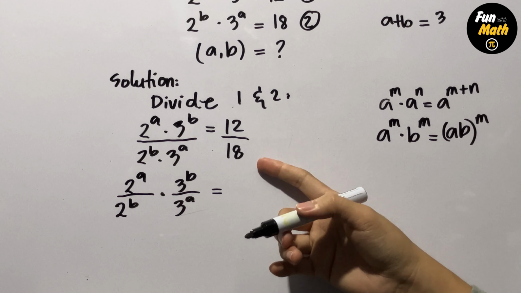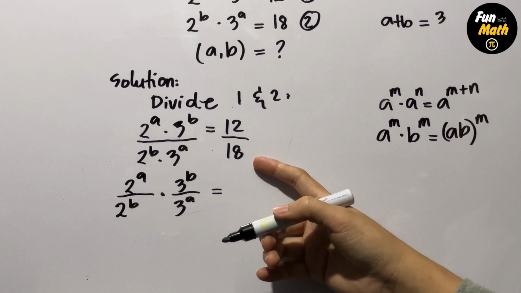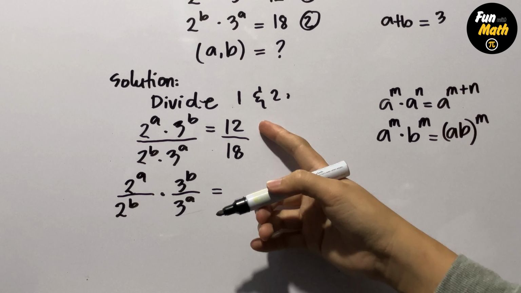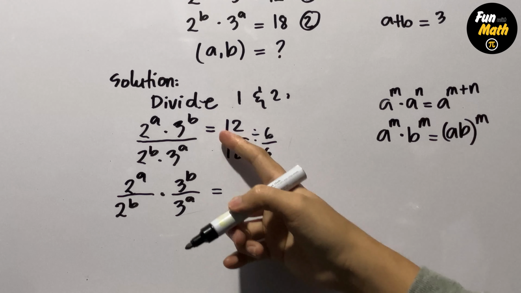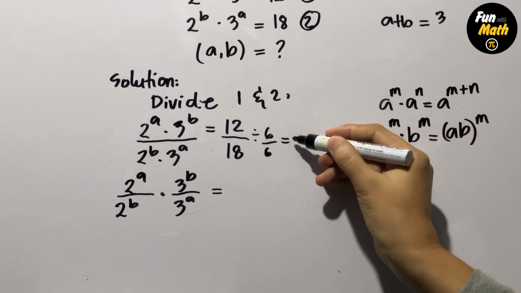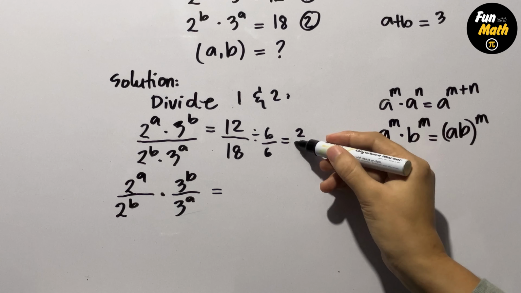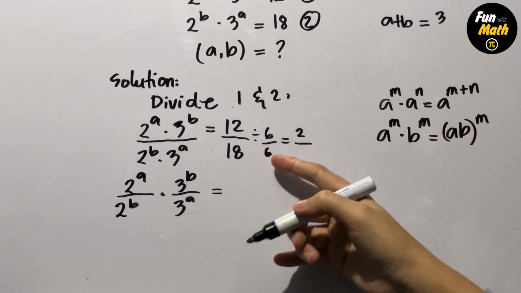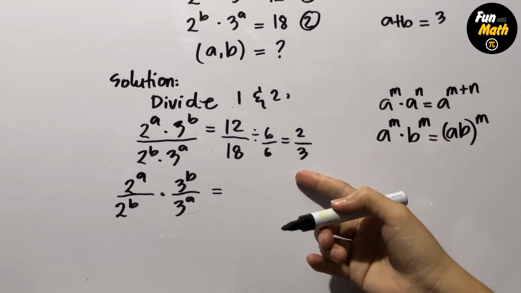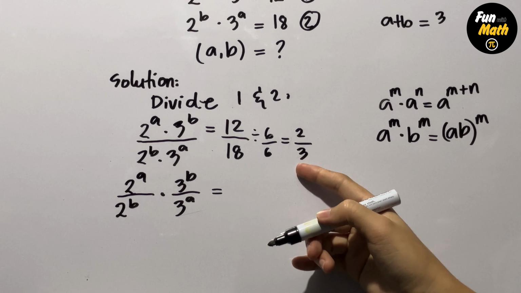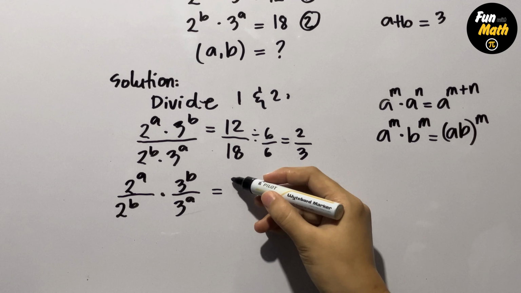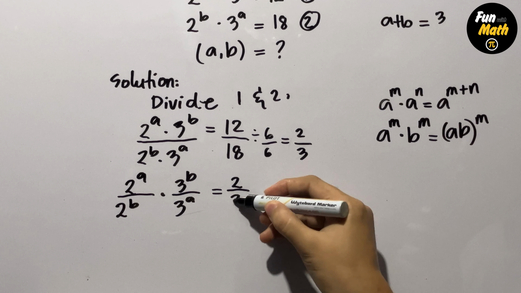this 12 over 18. We can reduce this by dividing both with 6. So 12 divided by 6, that is equal to 2. 18 divided by 6, that is 3. So the reduced form of 12 over 18 is 2 over 3. So we write 2 over 3.